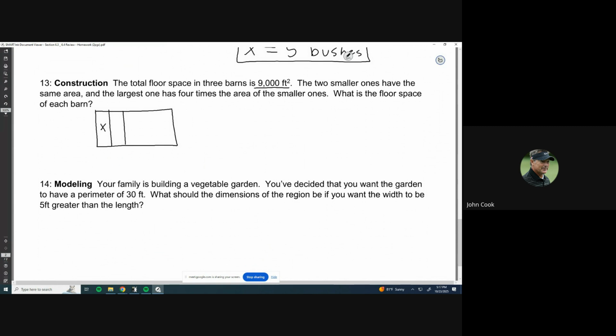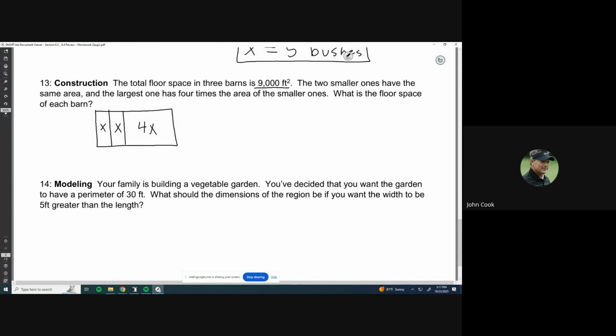I'm going to say that this has an area of X. And the other smaller one has the same one, so that's going to be an area of X as well. The largest one has 4 times the area of the small ones. So if the area of the small ones is X, this large area is going to be 4X.